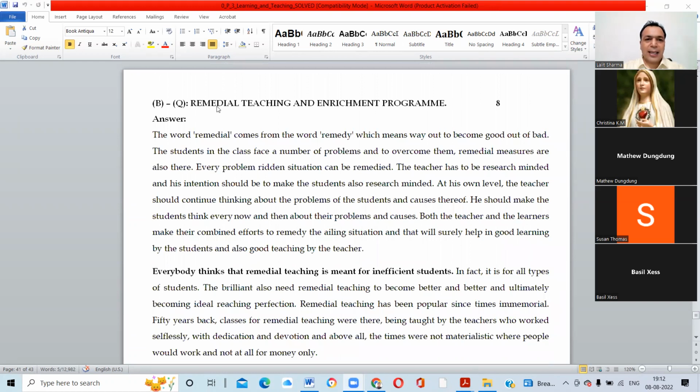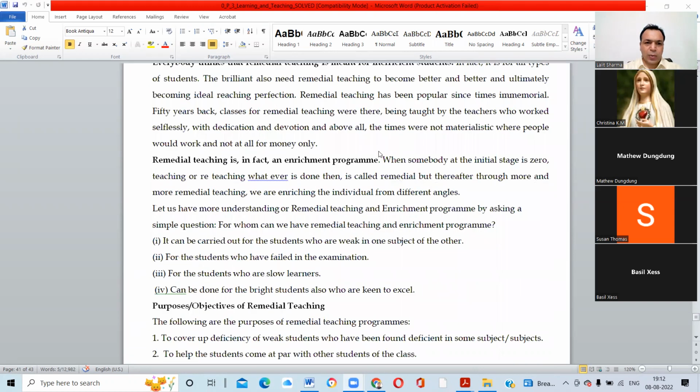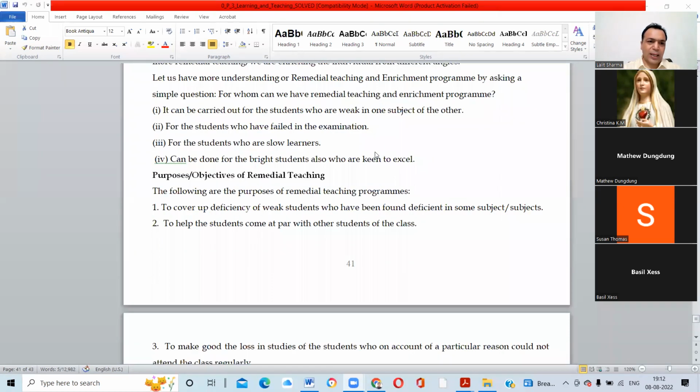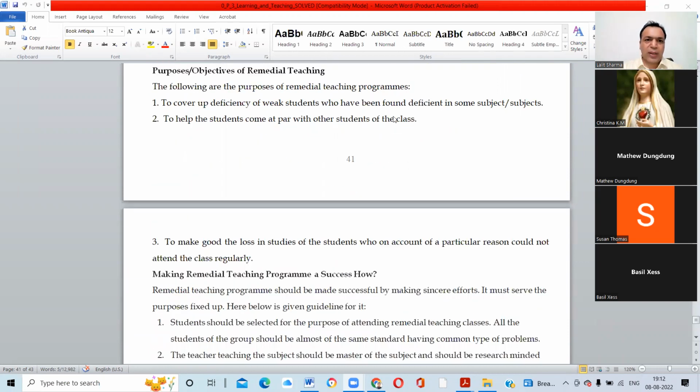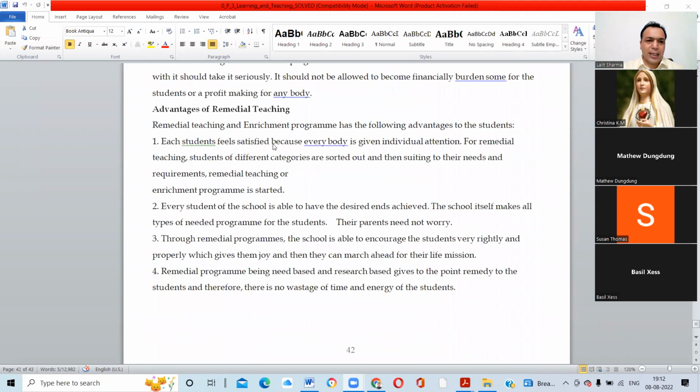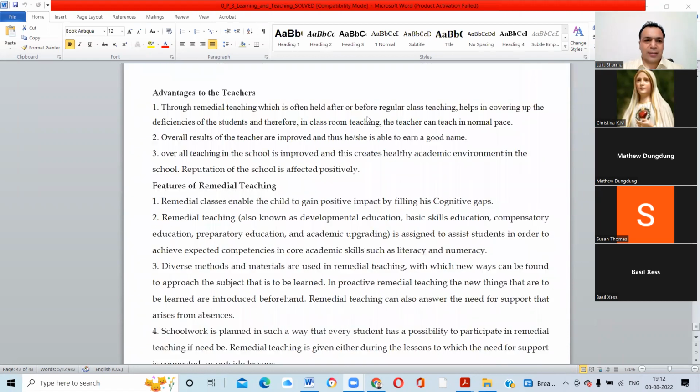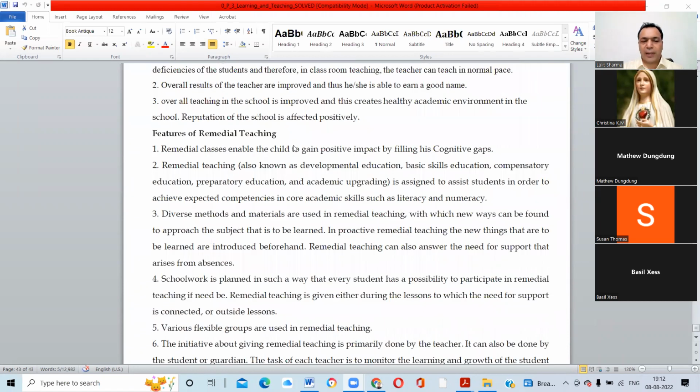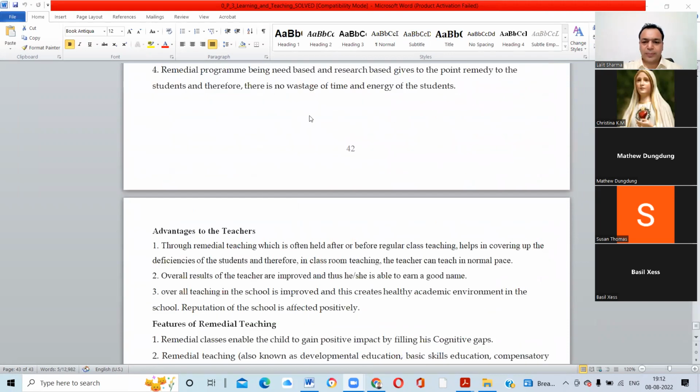And second is remedial teaching and the enrichment program. Okay, remedial teaching, you know that it is in effect a remedy, whosoever the persons, remedial teaching always works and is very useful for every kind of student. Then the purpose of remedial teaching, right? And advantages of remedial teaching. Okay, you can define, and the features of remedial teaching. Okay, it is an easy one.